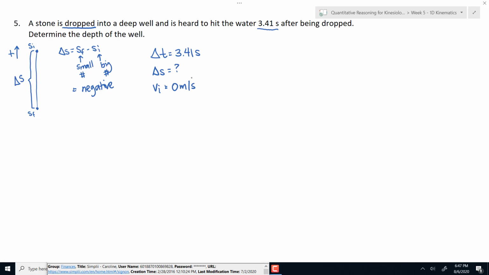The other piece of information that's not explicitly given here is the acceleration. Now, what is it that's making the stone accelerate downward? Why is it moving downward? Gravity. So gravity is the only force that's acting on this object, so it's moving with an acceleration due to gravity. So that means acceleration is 9.80 meters per second squared. But we know acceleration points down, and over here, we said up was positive. So then that means that acceleration is negative 9.80 meters per second squared.